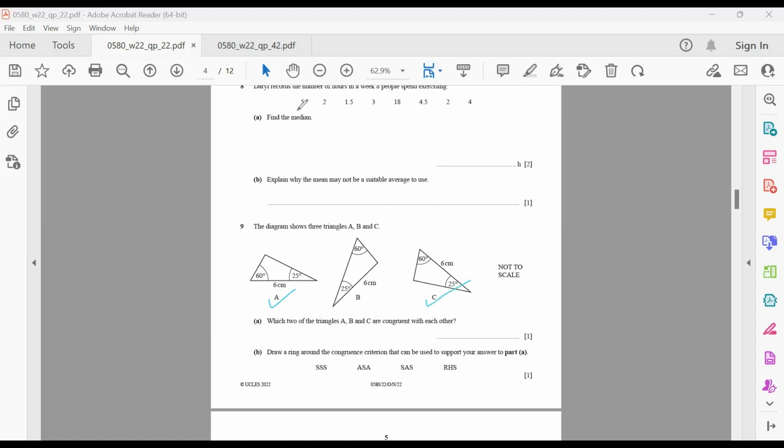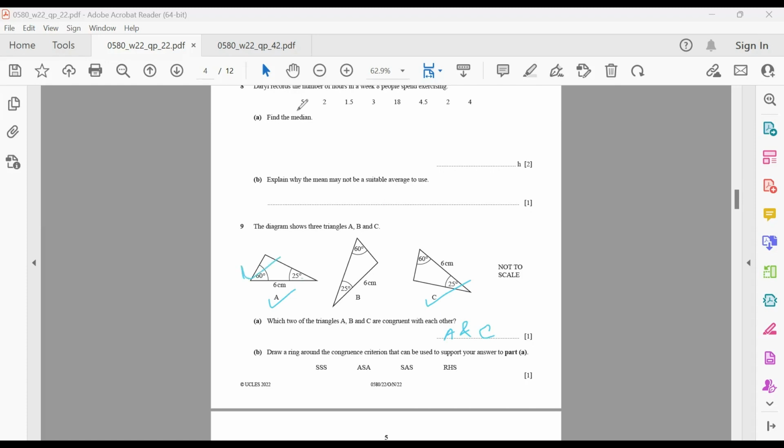So we can say that triangle A and triangle C are congruent because they have the same side between the two same angles. Even though they're rotated, inverted, as long as they have the same side or same angle, then they are congruent. So our answer is A and C.